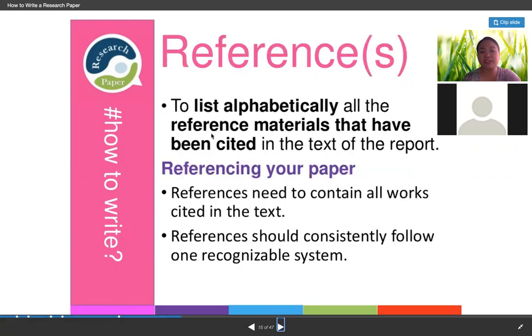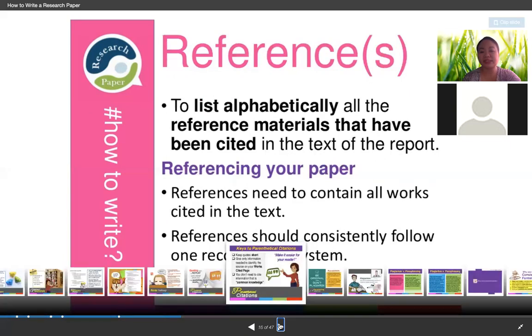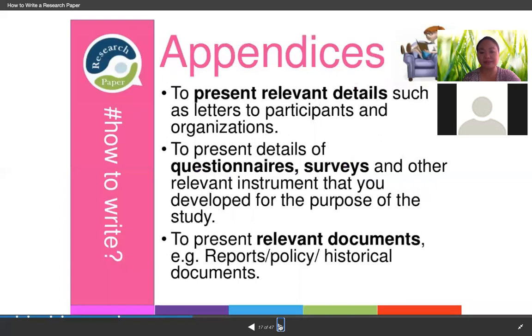Now for the references, you list alphabetically the reference materials which have been cited in your review of literature. So in referencing your paper, you need to contain all works cited in the text and should follow a recognizable system. So we actually have different systems which will be shown on the next slide.